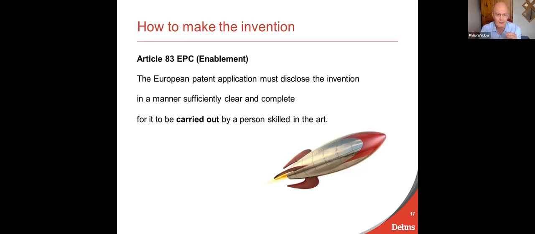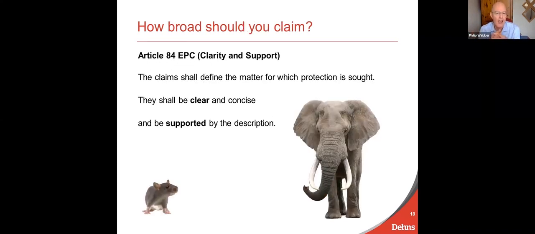So you have to show how the invention can actually be made. Also, the claims that you use must be clear. You can't use words like high temperature or low temperature, because what do high and low mean? You have to be very clear. So instead of high temperature, you would have to say at a temperature between 50 and 100 degrees or something like that. It's important to use very clear words.